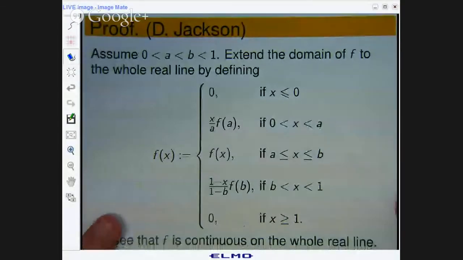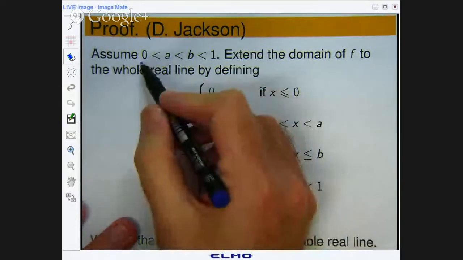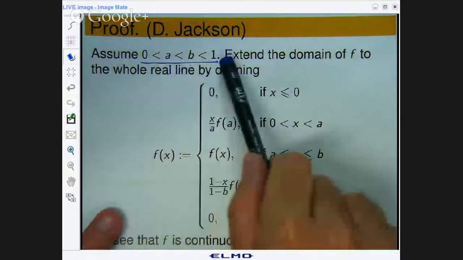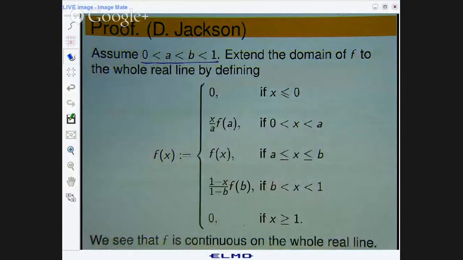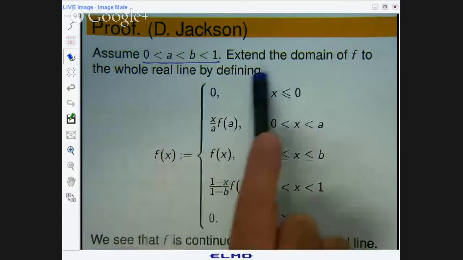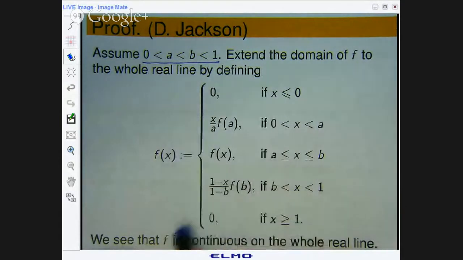All right. So the proof due to Jackson. Okay, so I'm going to go through the proof now, and this will take up the rest of the video. So just assume without loss of generality that A and B lie strictly between 0 and 1. All right. Now, we can extend out the domain of f to the whole real line by defining, I know this is a little bit of abuse of notation, but you define f in the following way.